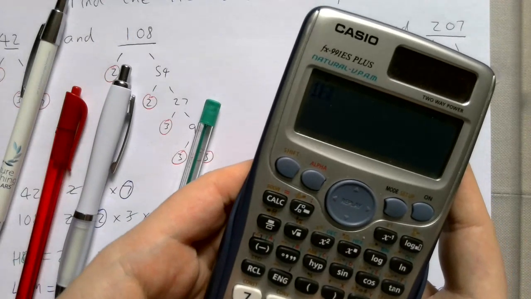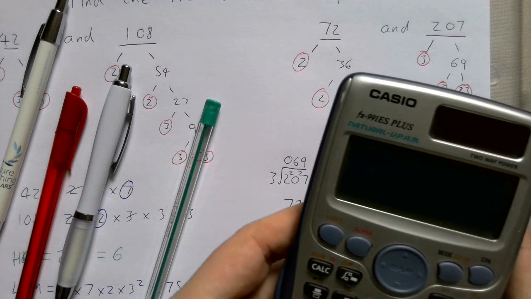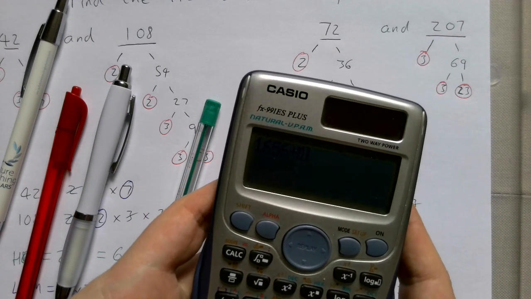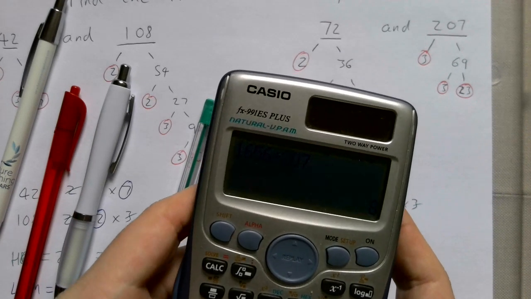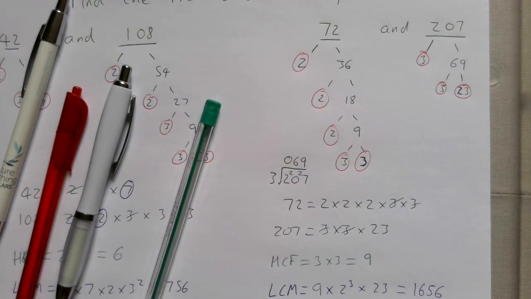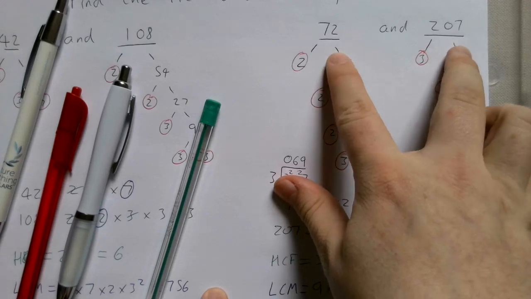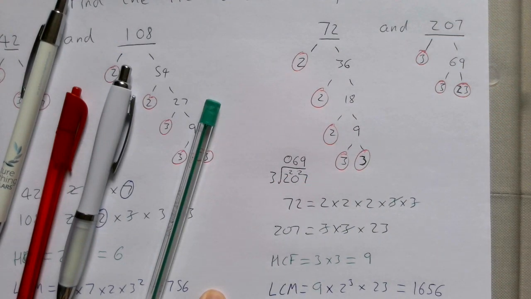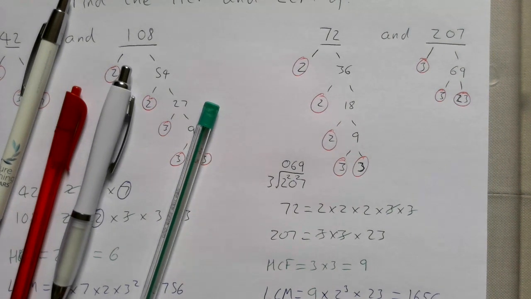And we'll just double check that. 1656 divided by 72 is 23, that goes. And divided by 207 is 8, that goes as well. So you can see there, guys, that two numbers that are quite far apart and don't have many numbers in common, you get quite a high lowest common multiple, or quite a big lowest common multiple.